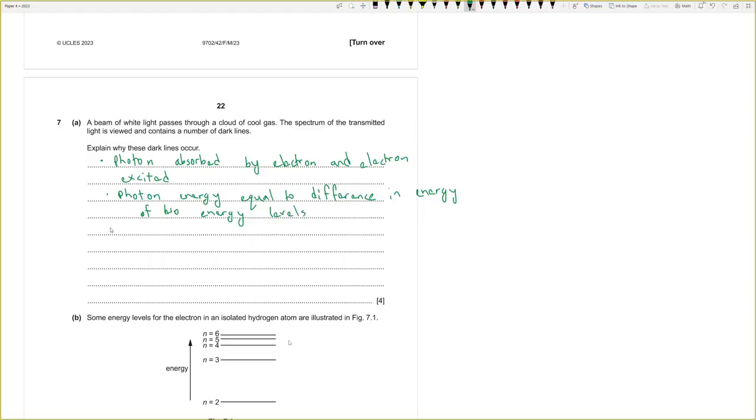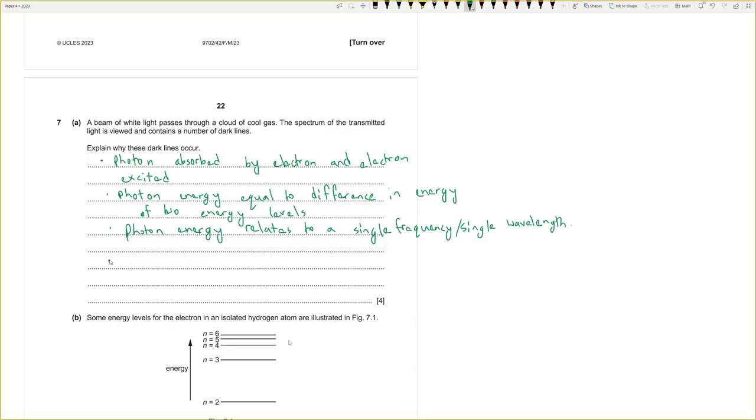Awesome. So this photon energy actually corresponds to a particular frequency. This photon energy relates to a single wavelength or frequency. Okay, great.